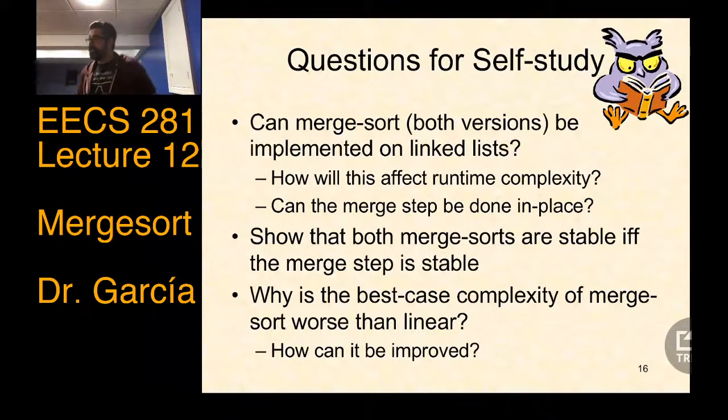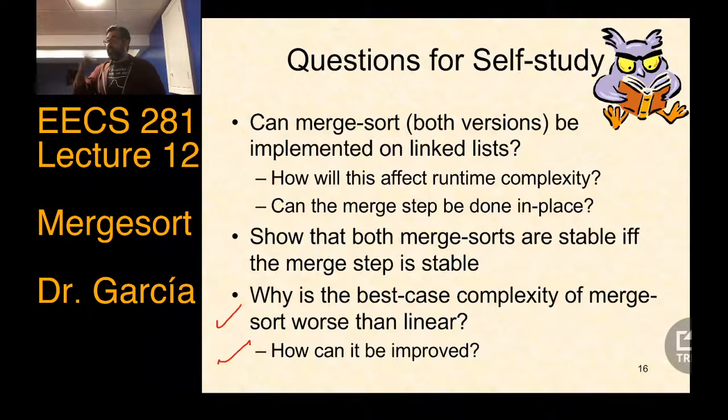questions for self-study. Cool. Good question: is there a way to make merge sort adaptive? Well, I think this goes to the last bullet here. How can we improve? Given the question, why is the best case complexity of merge sort worse than linear?